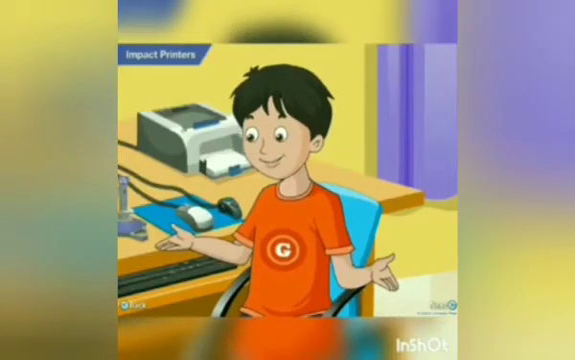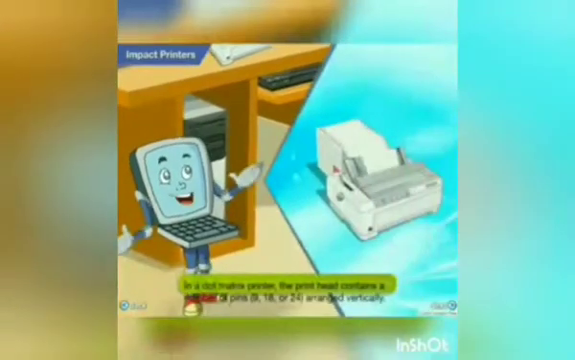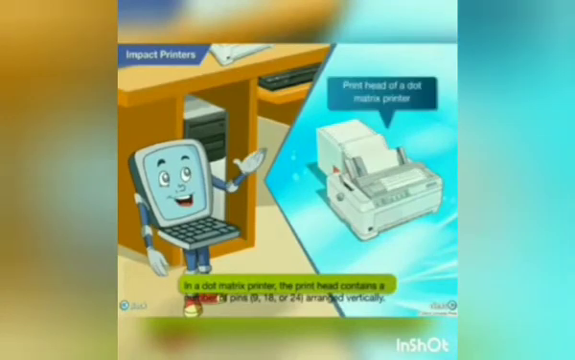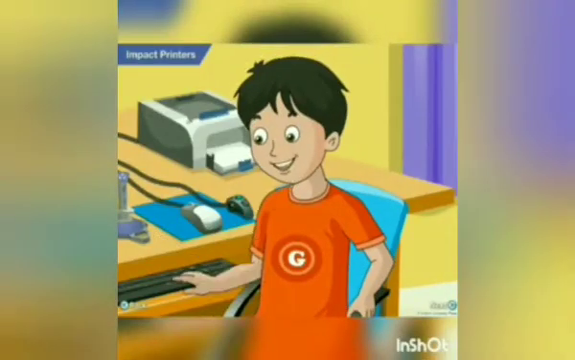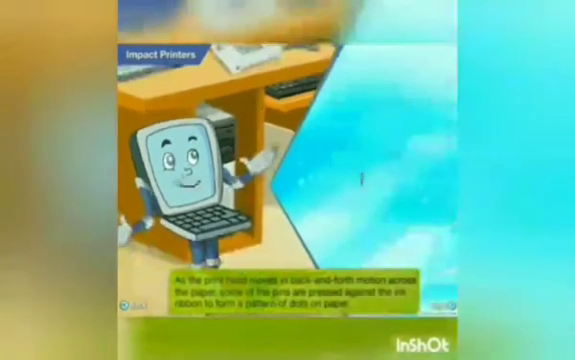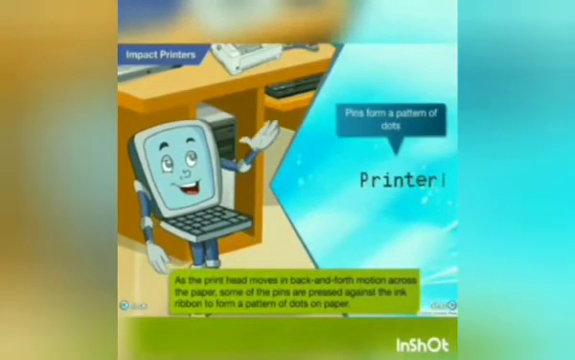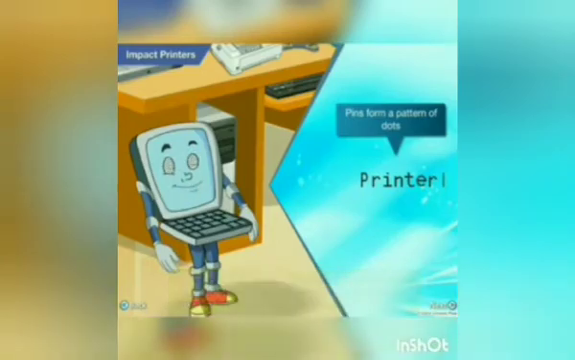Oh, so many different types. How do they work, Toggle? Let me explain with the help of a dot matrix printer. In a dot matrix printer, the print head contains a number of pins arranged vertically. And what do these pins do, Toggle? As the print head moves in back and forth motion across the paper, some of the pins are pressed against the ink ribbon to form a pattern of dots on paper.